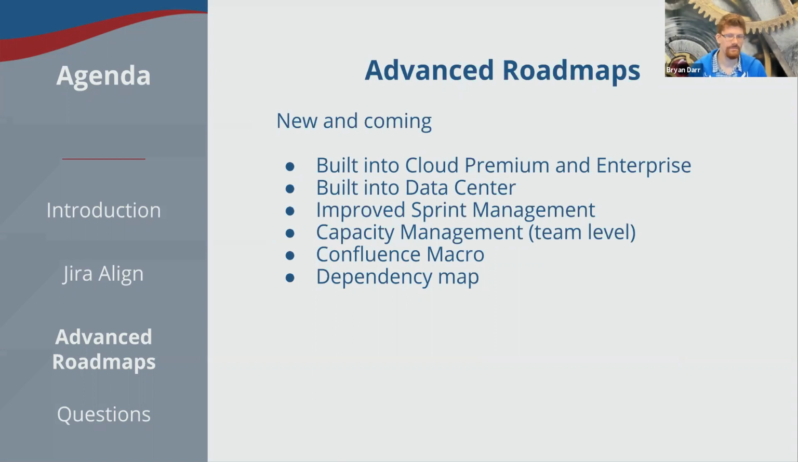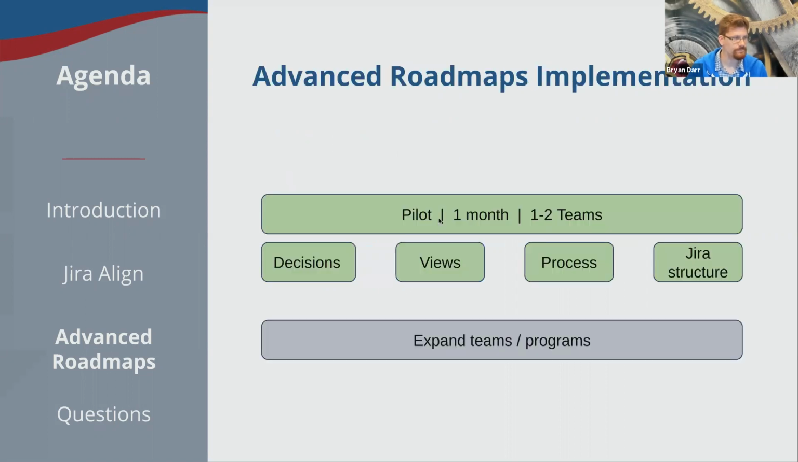They have also added improved sprint management recently. You can do forward sprint velocity adjustments, which is really fantastic. They have added team level capacity management. They have added a Confluence macro, and most recently, they have added a dependency map to help you see critical path. And we're going to see that in a minute in a tool demonstration.